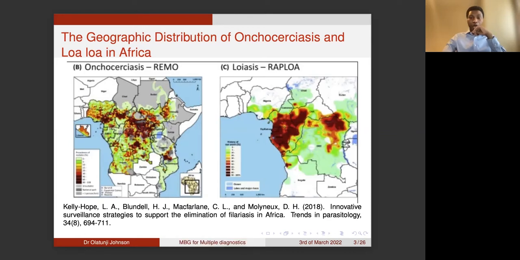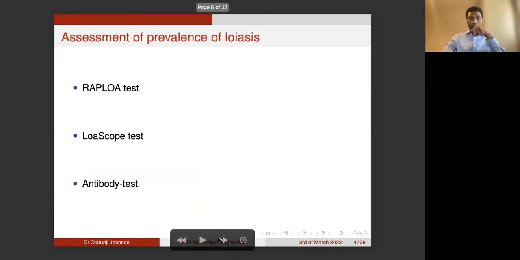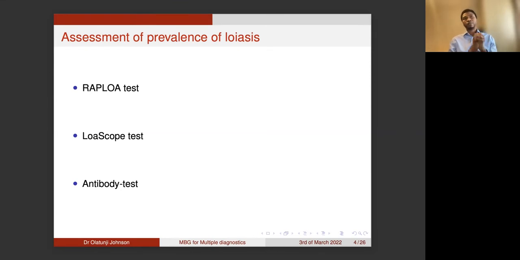So what are we doing with this? Basically, we want to assess the prevalence of Loa loa infection. In areas where the prevalence is high, they don't conduct mass drug administration. What they do is test and treat. They test you to see if you are carrying high microfilarial density, then they treat you for Loa loa first before giving you the ivermectin tablet. That was how they've done it. And there are three major tests that have been used in this area of research before. The earlier maps that I showed mostly used the RAPLOA test.